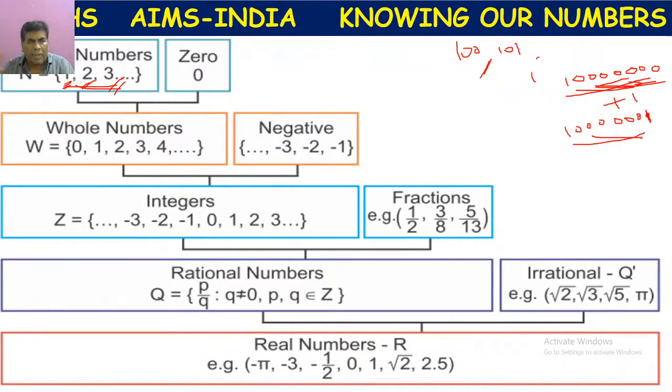So in the number systems, what is the first type? Natural numbers is the first kind of number set. It is denoted by the symbol N. We can also call them counting numbers, meaning 1, 2, 3 and so on.